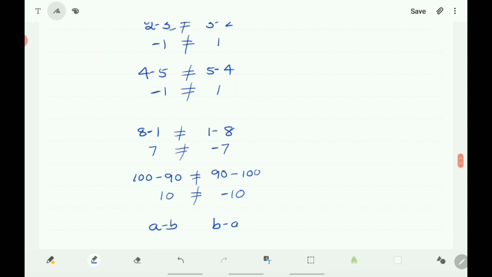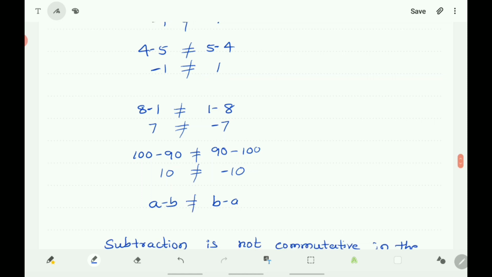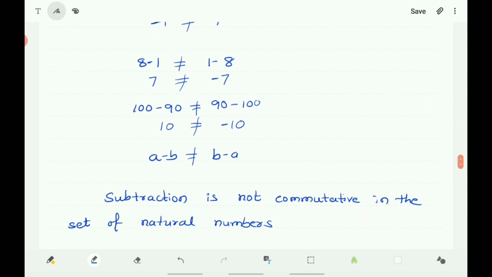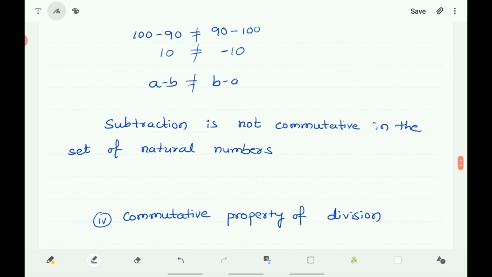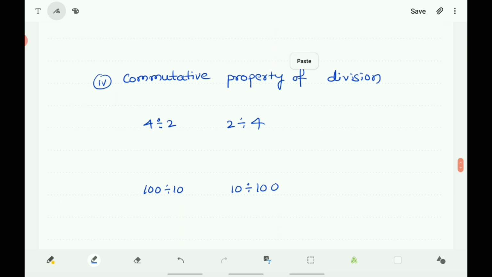Therefore you can conclude that a minus b is not equals to b minus a for all natural numbers a and b. Therefore subtraction is not commutative for natural numbers.